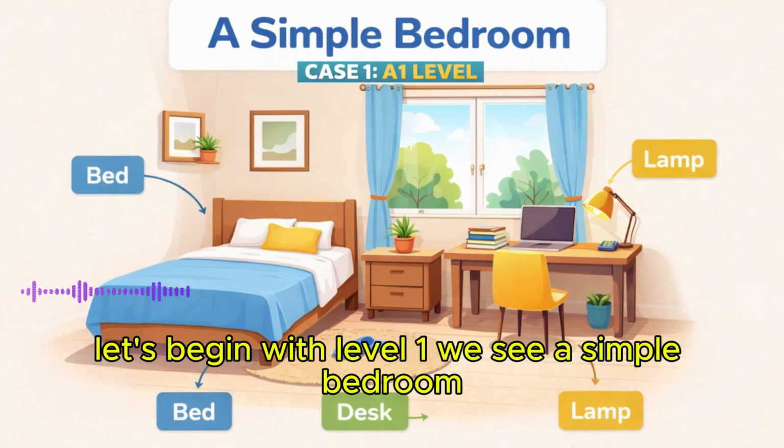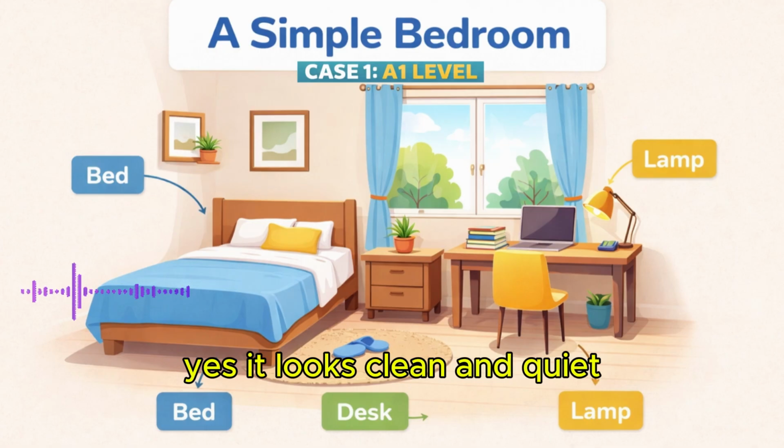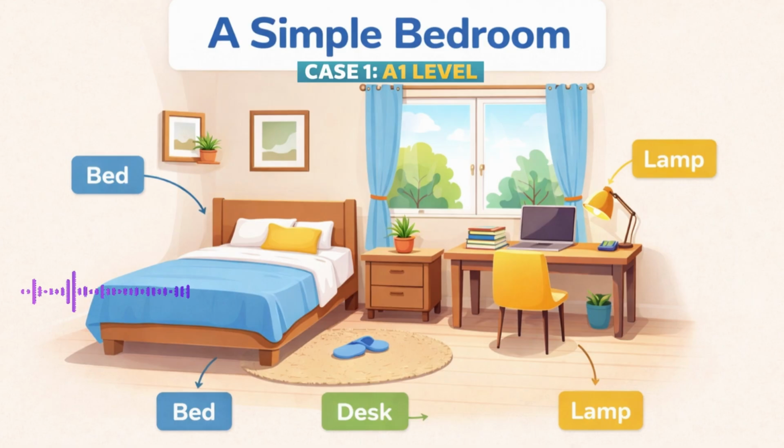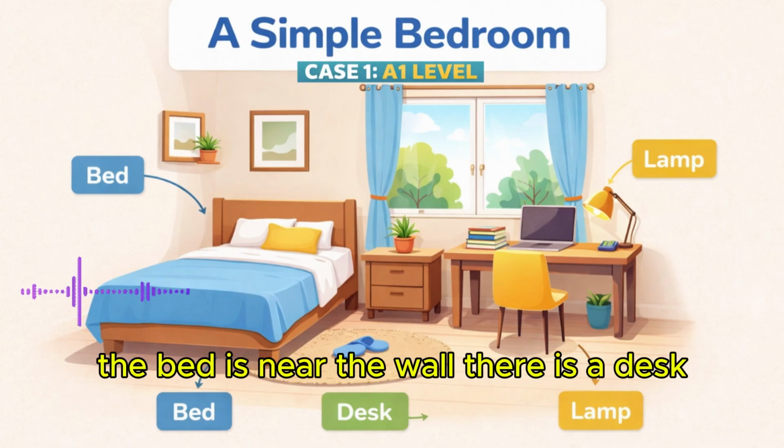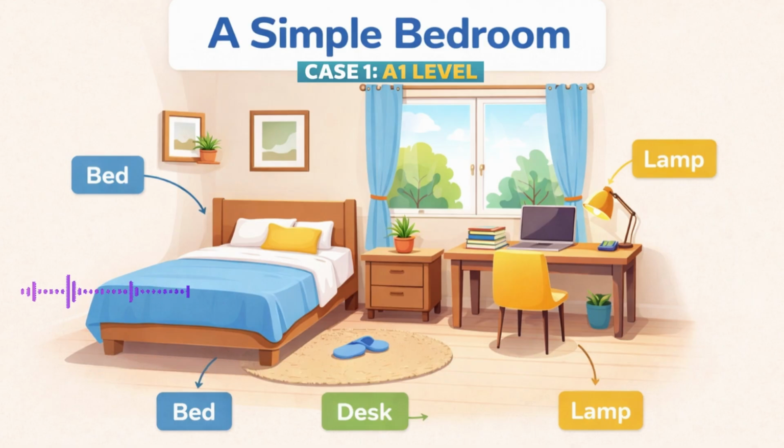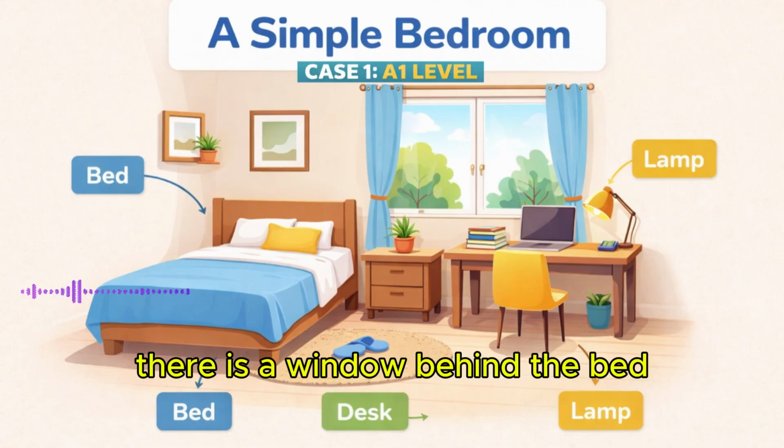We see a simple bedroom. Yes. It looks clean and quiet. There is a bed. The bed is near the wall. There is a desk. The desk is next to the bed. There is a lamp on the desk. There is a window behind the bed.